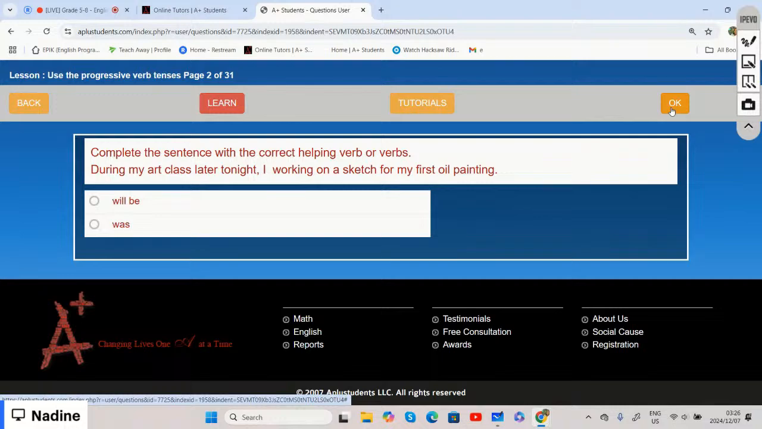So during my art class later tonight, do we say I will be working on my sketch for my first oil painting? Or do we say I was working on a sketch for my first oil painting? Is it will be later tonight? Or do we say was later tonight? Which one is correct?